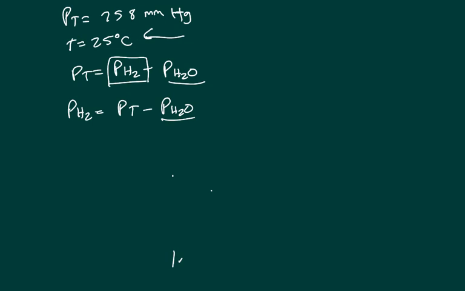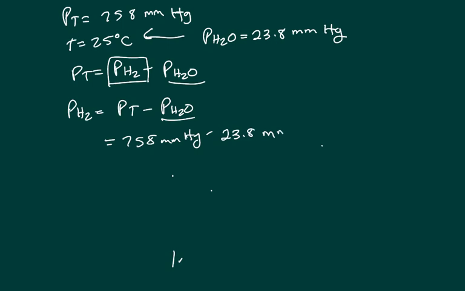Now, how do you figure this out? There's a table in your book, and if I give you this on a test, I'll provide this table. And you will look this up in the table, and it says at 25 degrees Celsius, your pressure for water is approximately 23.8 millimeters of mercury. Okay, and so let's take our total pressure, 758 millimeters of mercury minus 23.8 millimeters of mercury.